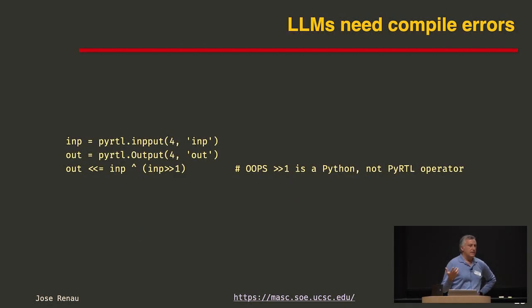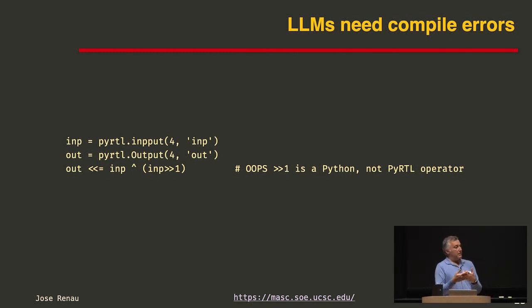Another interesting insight is when LLMs need compiler errors. And you can do compiler errors that are more friendly for the LLM or not. So this is a very simplified example of a PyRTL error. What happens on the output is it has input, XOR, the input shifted right. This is a compiler error because it's using a shift right, the Python shift right. It's a DSL, so that shift right is not the PyRTL shift right, it's the Python shift right.